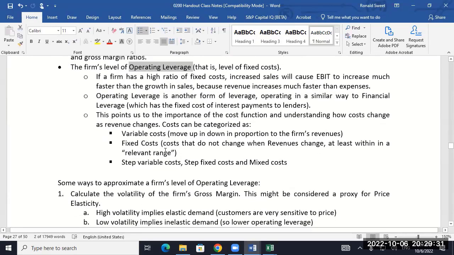And what you'll notice, operating leverage, if they have a lot of fixed costs, then a 5% growth in revenue is going to cause a 15-20% growth in net income. So a firm with a lot of fixed costs, small change in revenues will cause a large change in net income. So operating leverage makes them more volatile, makes them more risky, makes their beta higher.